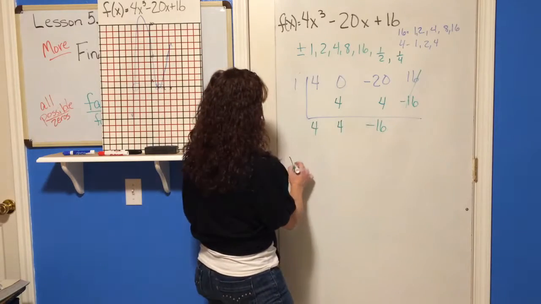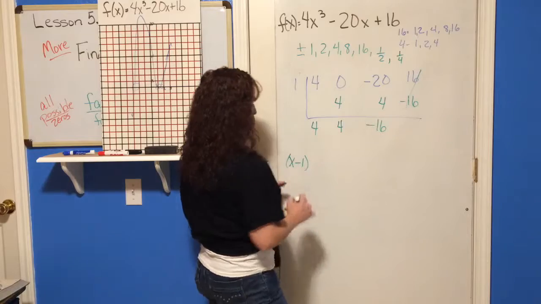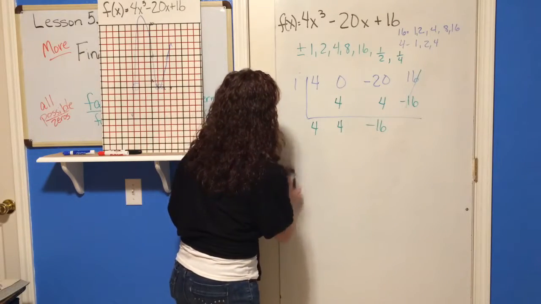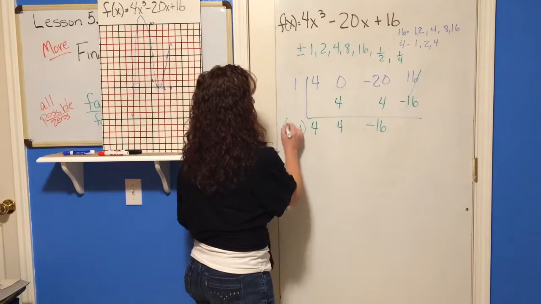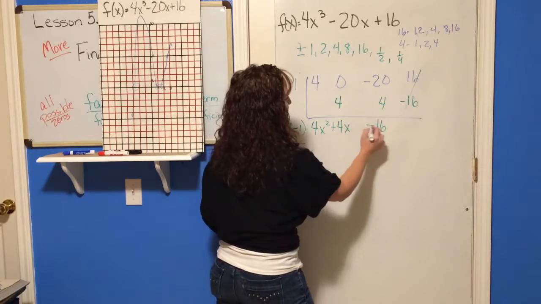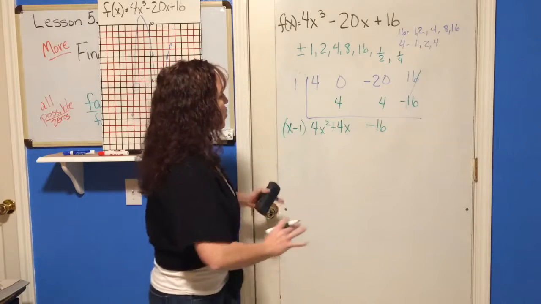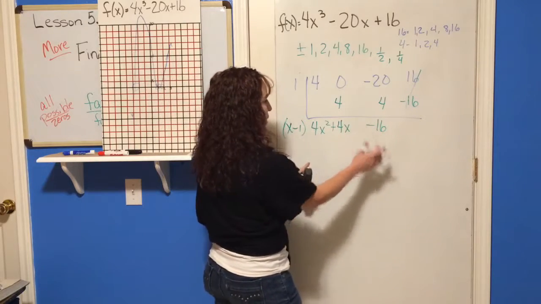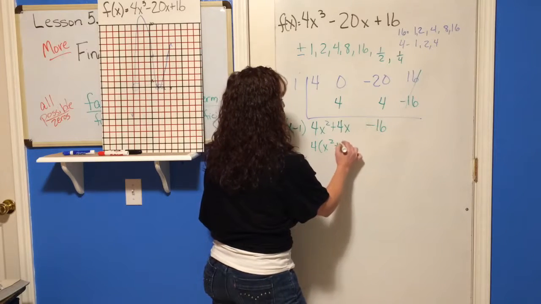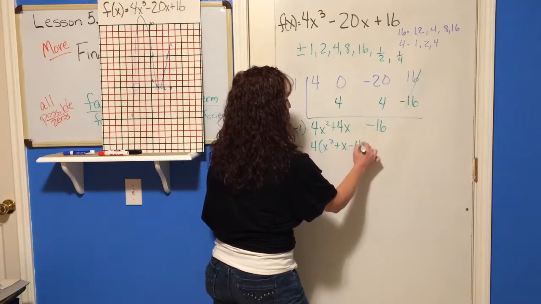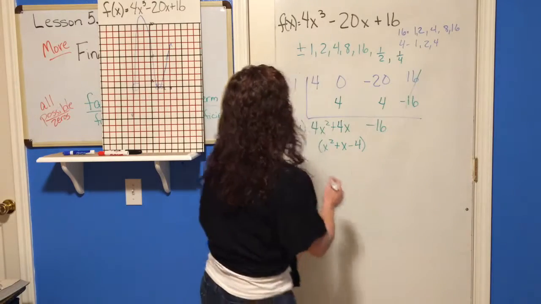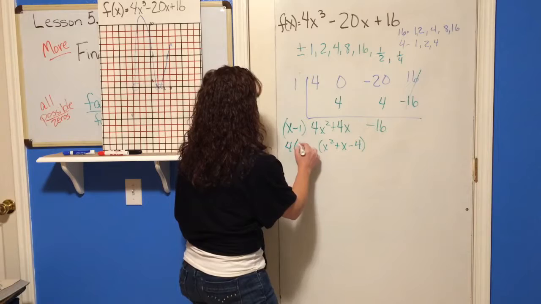So we have x minus 1. And what we have left, actually, let's put that in front of here. The x minus 1, and then this is 4x squared plus 4x minus 16. So then we can factor this one out. We can factor a 4 out of here and make this x squared plus x minus 4, times 4 is 16. And so we can actually put that 4 all the way in front of this.